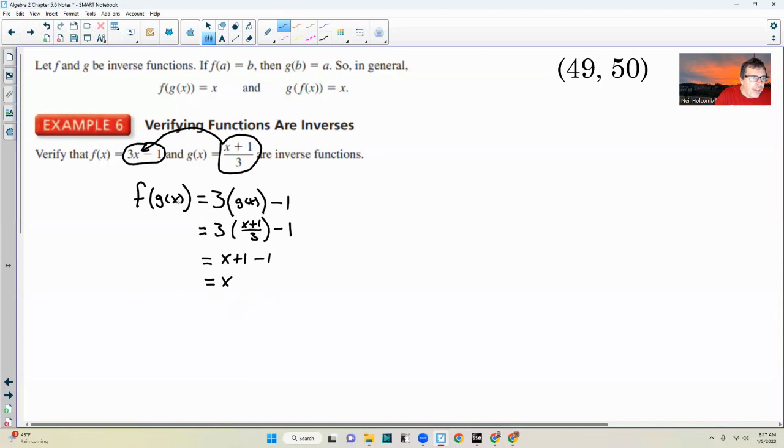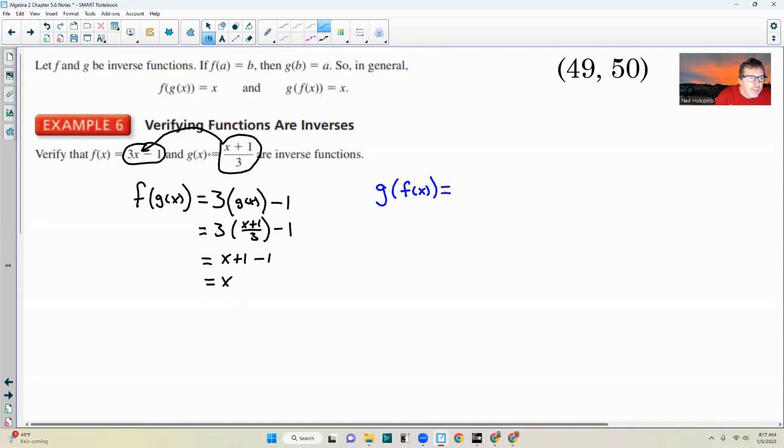And so if f of g of x equals x, and then you do the opposite, g of f of x, and that also equals x, then you have confirmed that they are inverse functions. So now I'm going to do g of f of x, and that's going to equal.